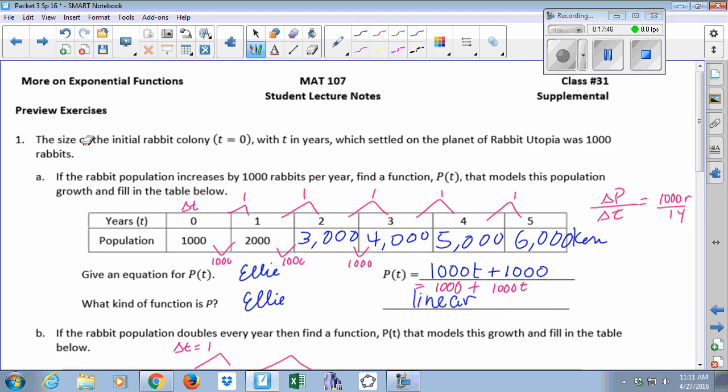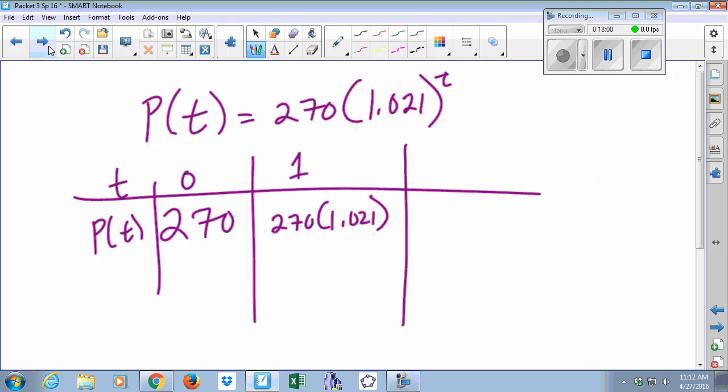No, decay's fine. It's just that when we're talking about populations, we would normally use decreasing versus decaying. Yeah, it sounds that way.